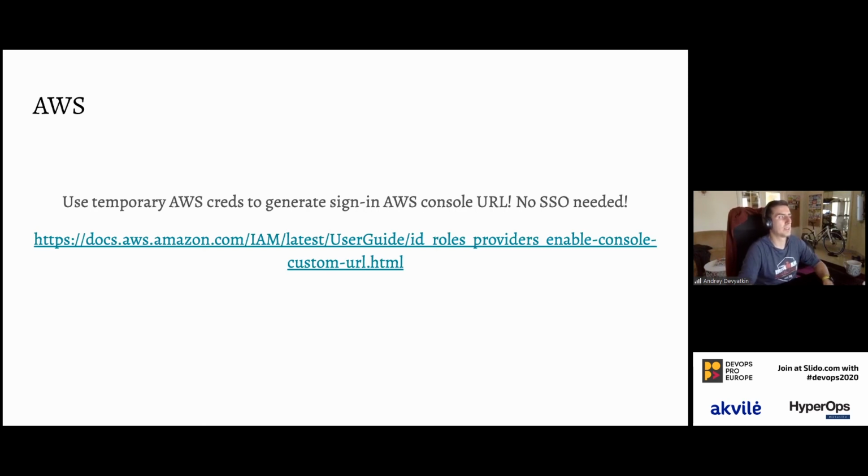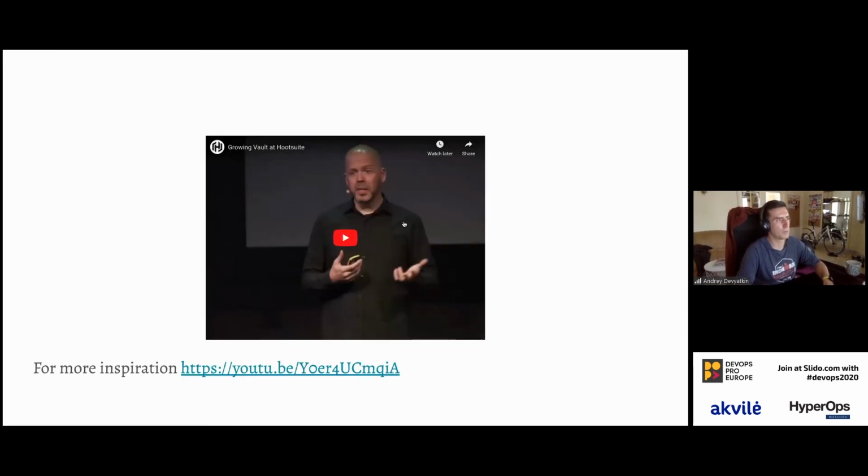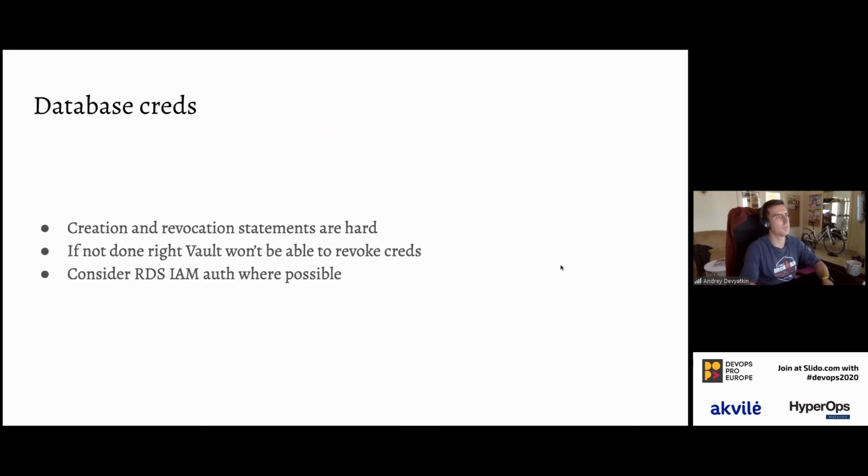And you can also use those temporary AWS credentials to generate sign-in to AWS console URL, and then you don't need SSO. You just use those temporary credentials. This is the guide how you can achieve that. And I got inspiration for that from this talk, Growing Vault at Hootsuite. I hope I pronounced it right. Amazing talk. I really recommend watching that.